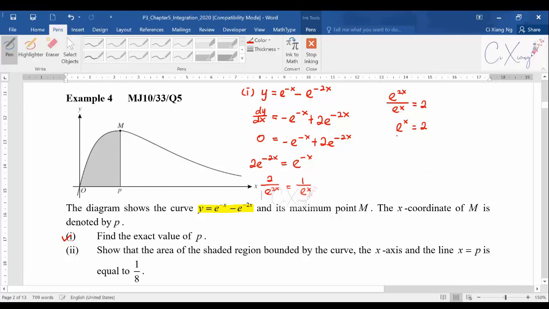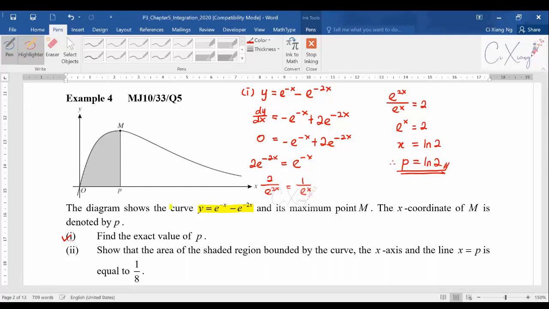Okay, and then after that, how can I get the value of x? Taking ln on both sides, therefore x equals ln 2, and that's why p is equal to ln 2. P is the x coordinate of the maximum point. So I will just keep it as ln 2 because of the words "exact value."